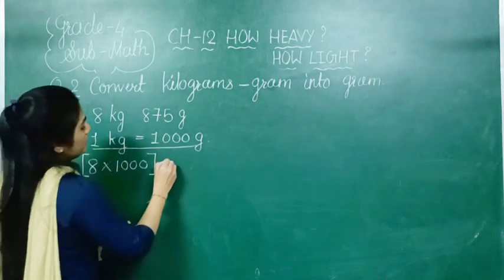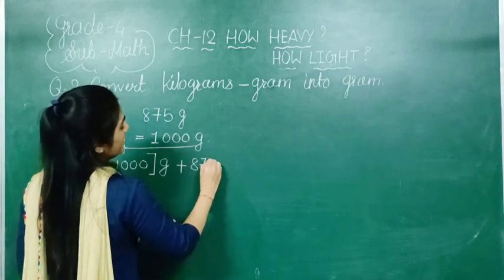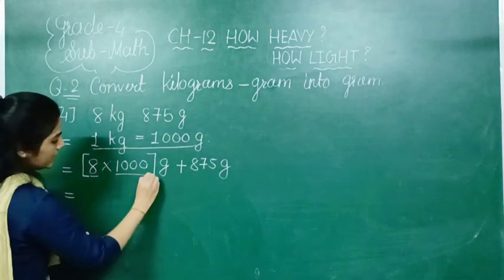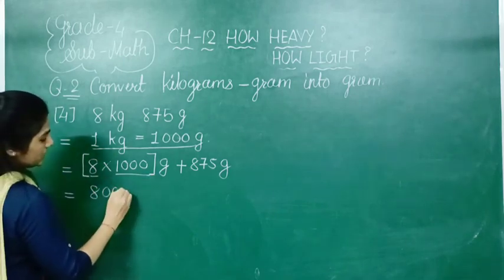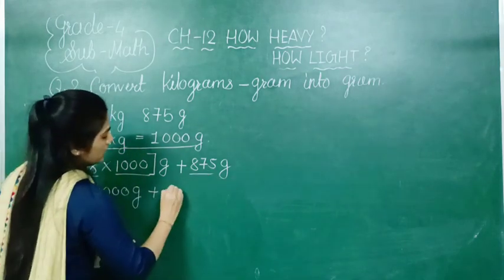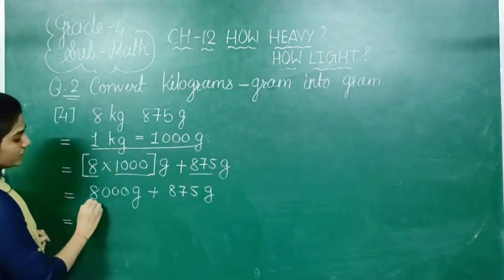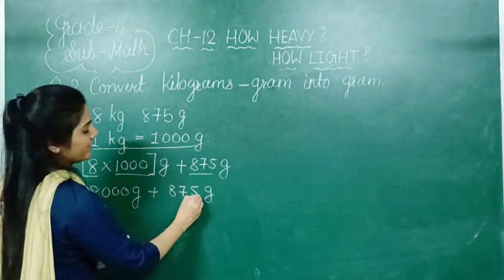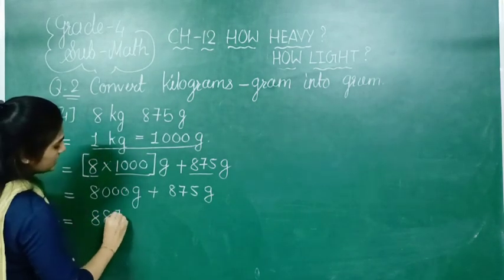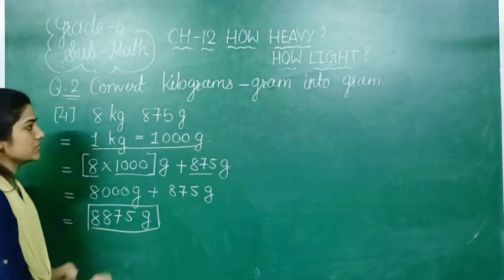Instead of this kilogram, mention gram unit, put addition sign and 875 gram we are copying same. Now 8 multiplied 1000, that is 8000 gram, plus this same 875 we are copying. Now do the addition of this 8000 and 875 gram. So directly you can do that. 8875 gram is your answer of this number 4.